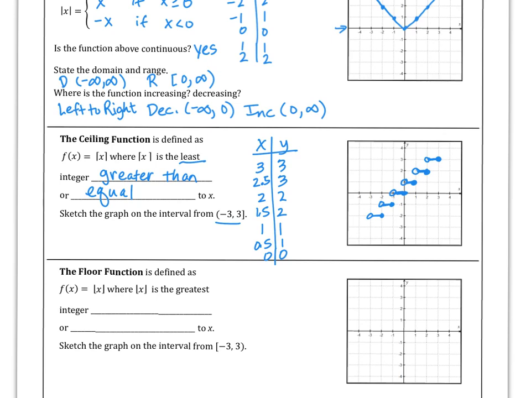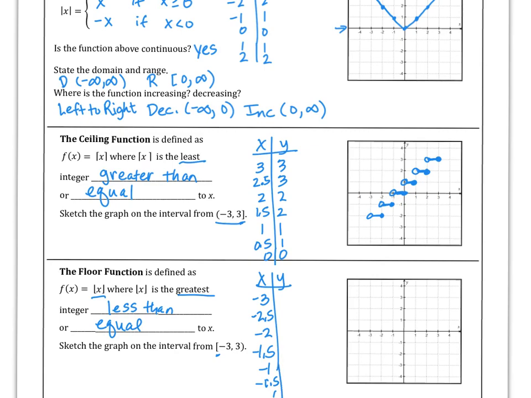Then the floor function is very similar, except, you see how it's got the little signs on the bottom here? It is the greatest integer less than or equal to x. So again, if we make our little chart here, we're going to start at the bottom this time because, see, I'm starting where they have the solid bracket. So -3, -2.5, -2, -1.5, -1, -0.5, 0.